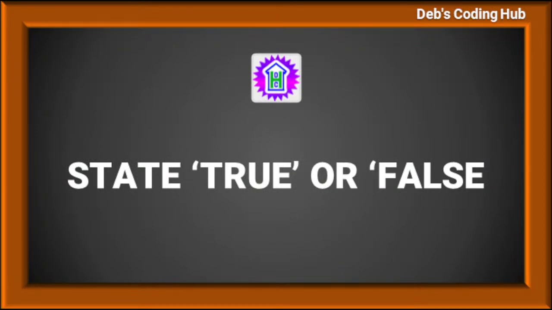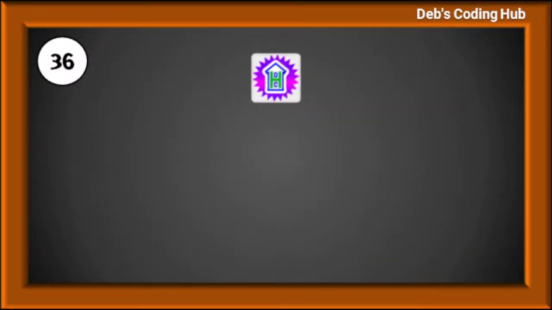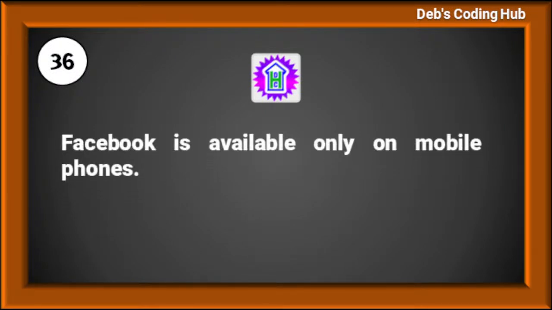Number 36 will be a true or false question. You have to state whether true or false. You can write your answer if you know. Put the number and write it in the comment section. I'll appreciate it. Facebook is available only on mobile phones. Is it true or false? You can try your answer. I'm waiting. Okay, it is false.